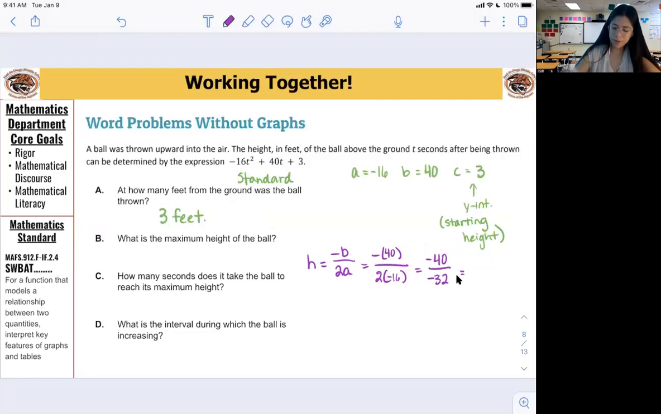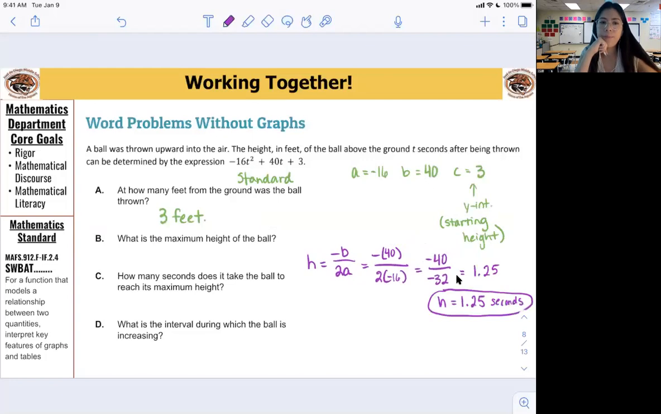1.25. What are my units? Seconds, good. Which of my questions can I answer now? C, good. It's asking for seconds. So this is not the height, this is the amount of time that it takes to get there. So it's not going to be answering question B, it's going to be answering question C.